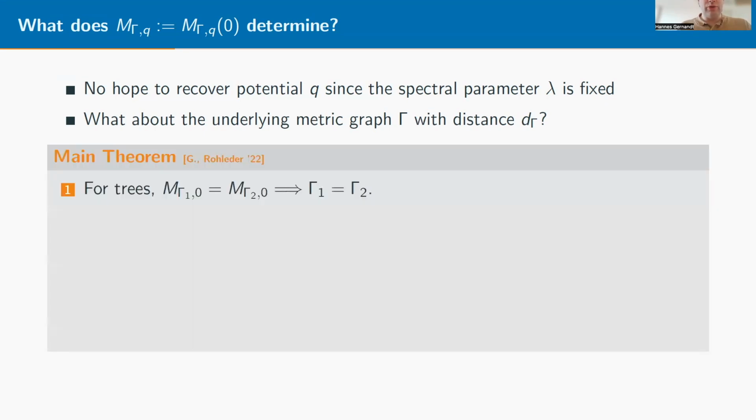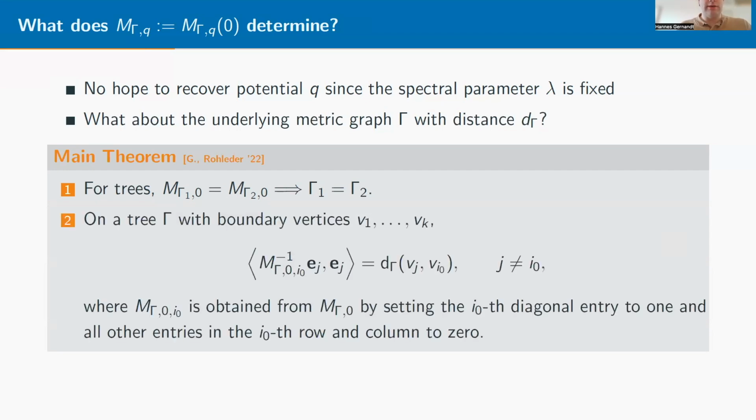And I will directly present you our main result. And in the remainder of my talk, we will have a look at how to prove that, what the methods are. So what is the main result? For trees, we can show that, as I said, set the potential equal to 0, and we can show that if the Dirichlet-Neumann matrices coincide, then also the underlying trees coincide.